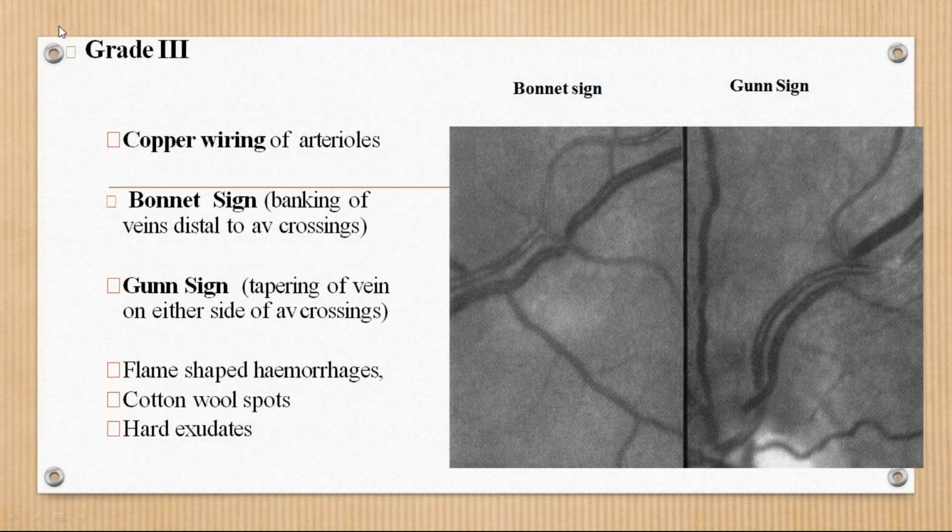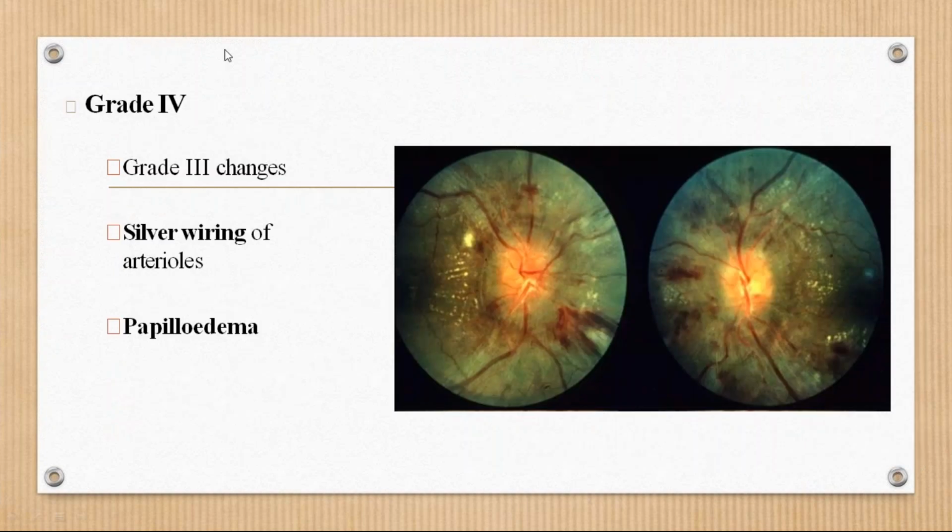Okay, so in grade 3, we see copper wiring of the arterioles. Along with that, we see flame shaped hemorrhages, cotton wool spots, hard exudates. These all things will start only at grade 3. So if you see all these things, you can say that this is grade 3. In grade 4, along with grade 3 changes, that is flame shaped hemorrhages, cotton wool spots, hard exudates, Bonnet sign, Gunn sign, you will see silver wiring of the arterioles.